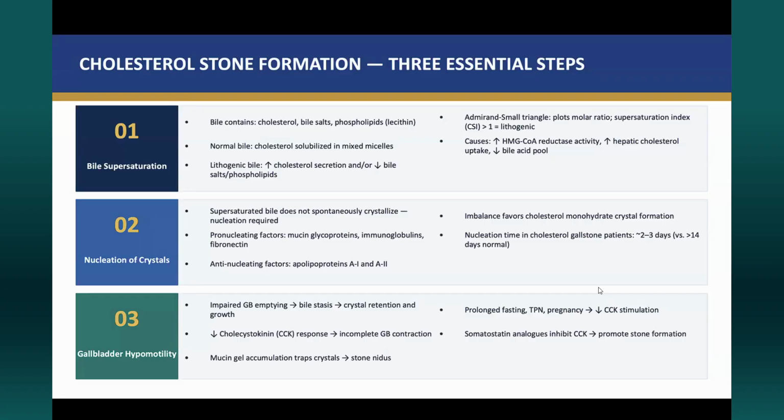Now, remember that somatostatin is a potent gastrointestinal peptide inhibitor. So it inhibits cholecystokinin and promotes stone formation. Okay, so these are the three factors: bile supersaturated with cholesterol, crystals nucleating to form stones, and lastly, of course, gallbladder motility.